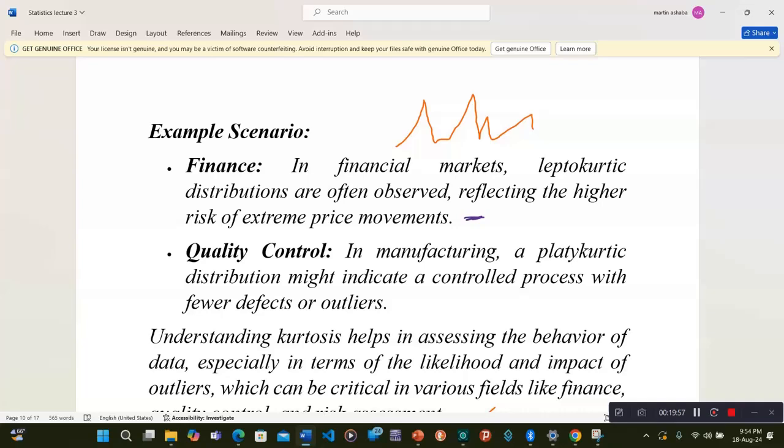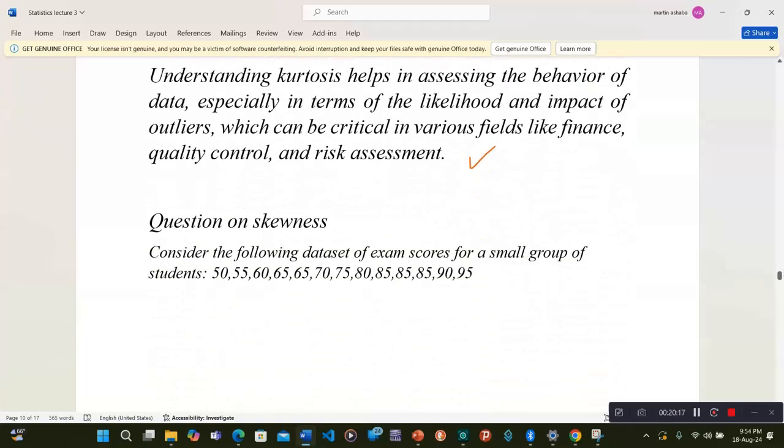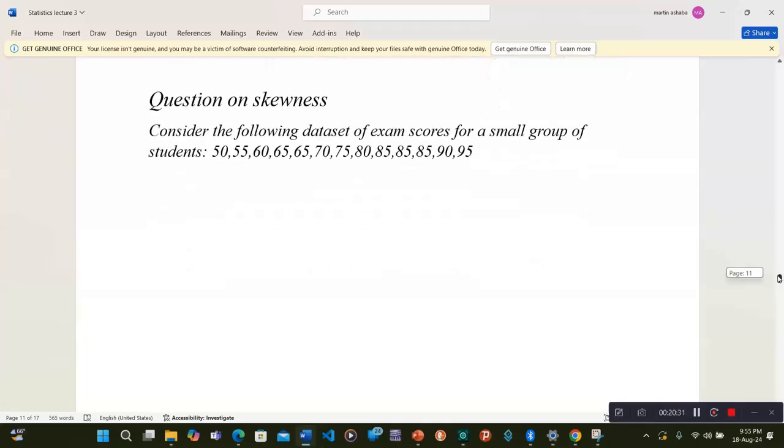So when prices shoot high, then you'll have a leptokurtic distribution during those days. What about quality control? In quality control, the platykurtic distribution might indicate a controlled process with fewer defects or outliers. Now, understanding kurtosis helps us in assessing the behavior of data points, especially in terms of likelihood and impact of outliers, which can be critical in various fields like finance, quality control, and risk assessment.